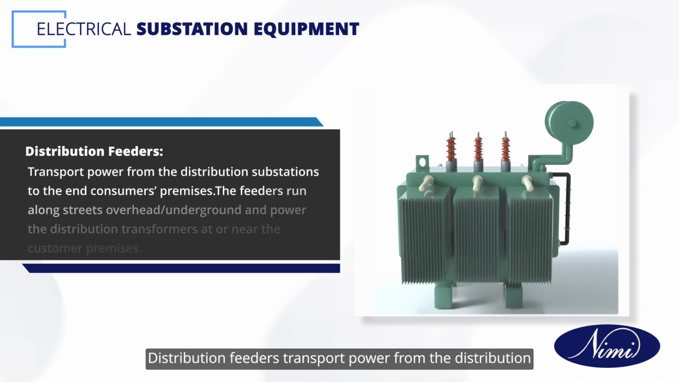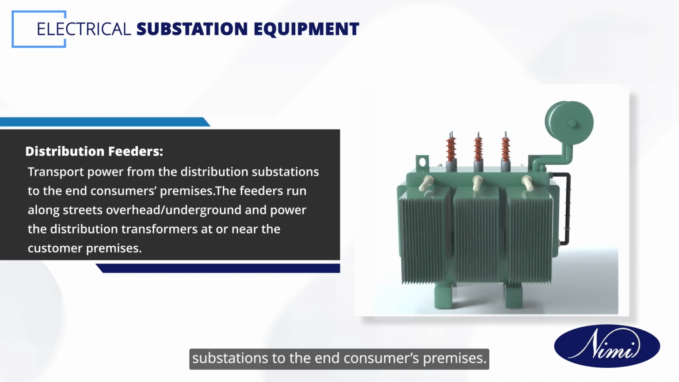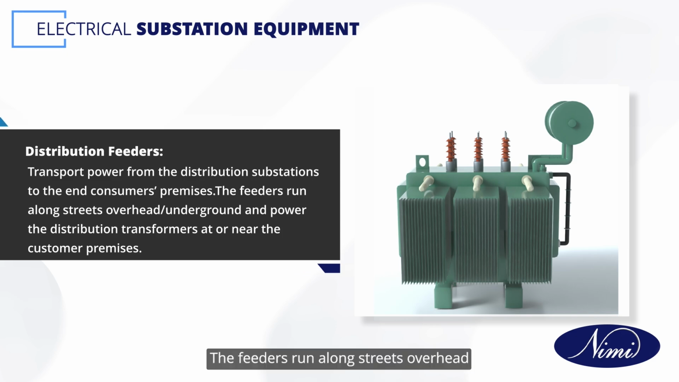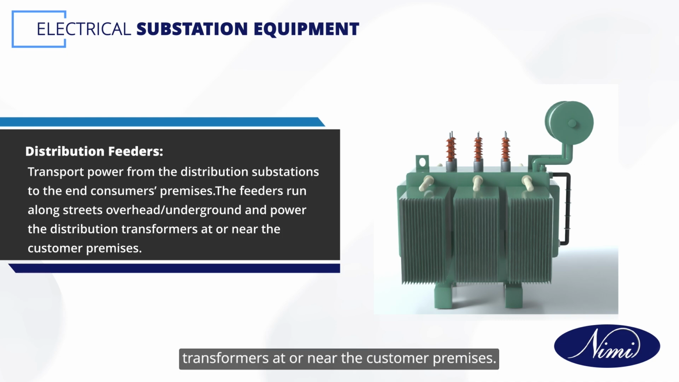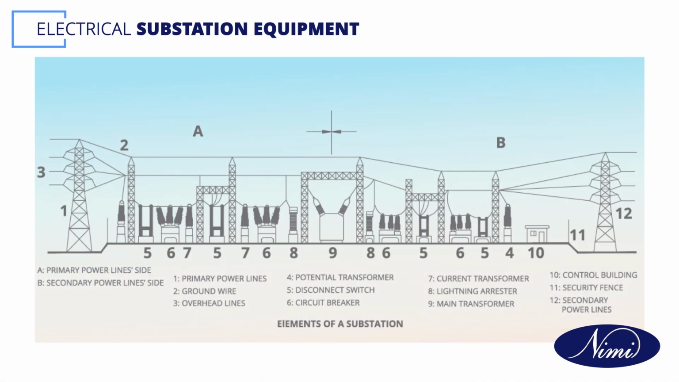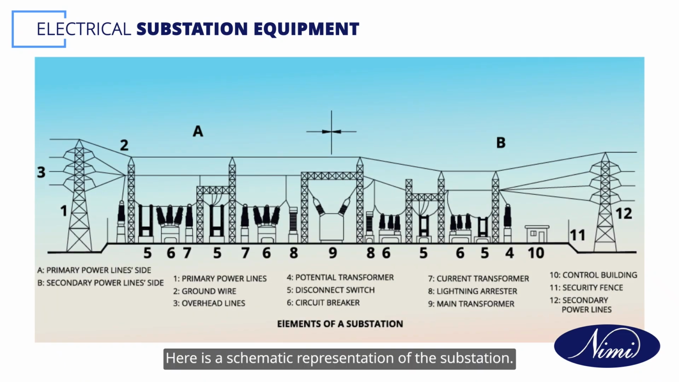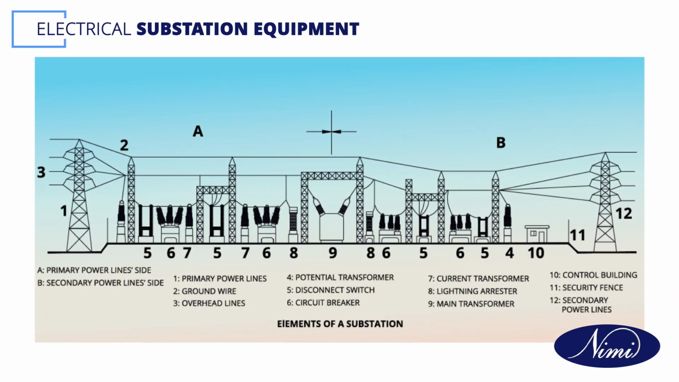Distribution feeders transport power from the distribution substations to the end consumer's premises. The feeders run along streets overhead or underground in some cases and power the distribution transformers at or near the customer premises. Here is a schematic representation of the substation.